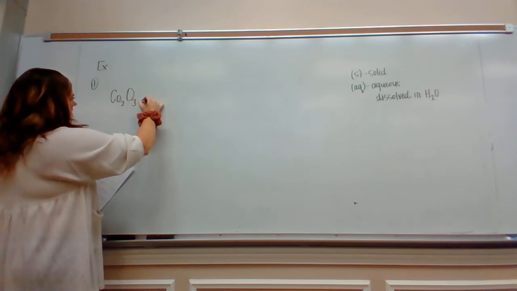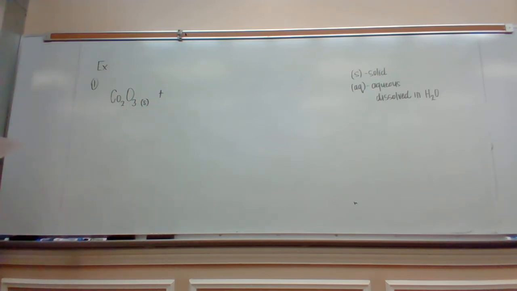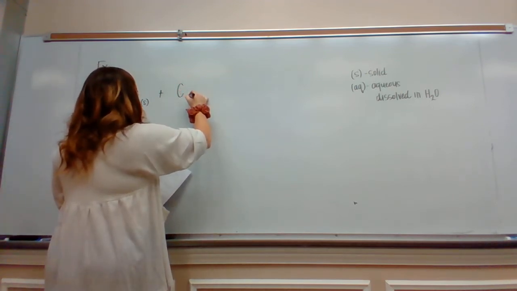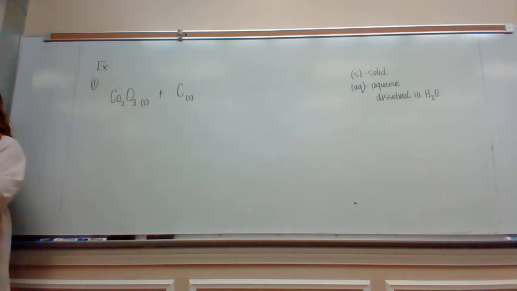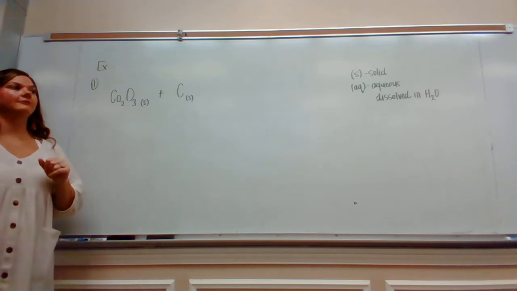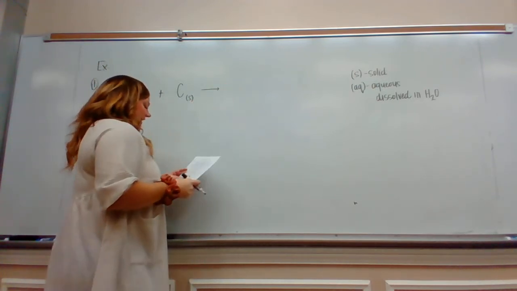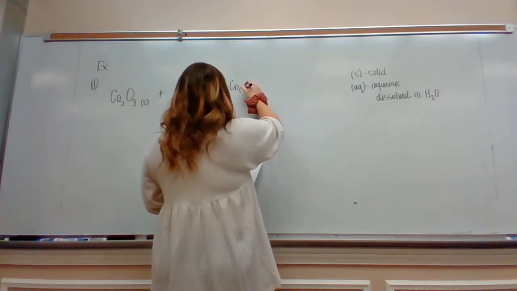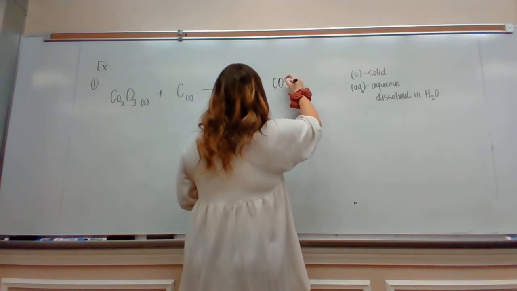It said it was solid. I'm going to put the S behind it. Then that reacts with solid carbon. Solid carbon is just C by itself because carbon is not one of the 7 that exist as a diatomic. It's just by itself. Okay, and then the products, cobalt solid, again, just cobalt by itself, solid form, plus carbon dioxide gas.